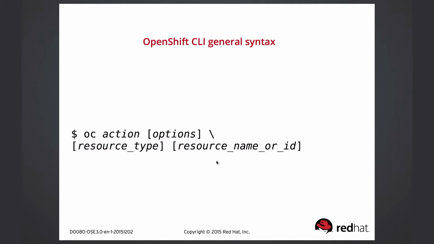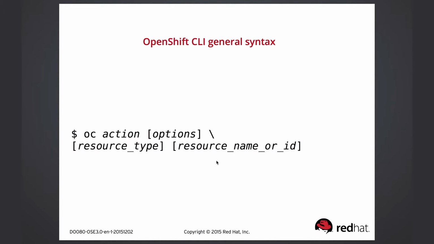In this video, we'll explore the OpenShift command line interface. As you can see here, the command line interface consists of one command, oc, and many subcommands. Many common operations are invoked using this syntax. An action refers to an action to perform, such as get or describe.